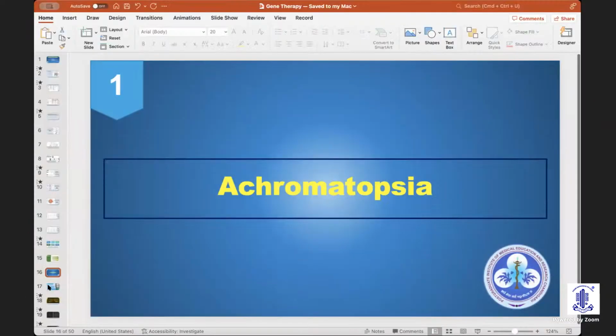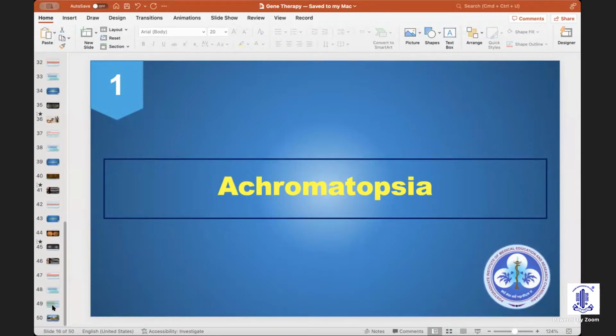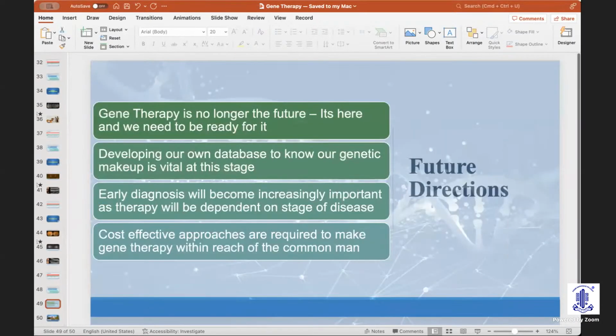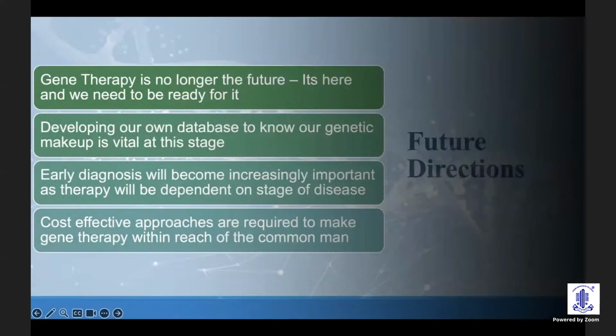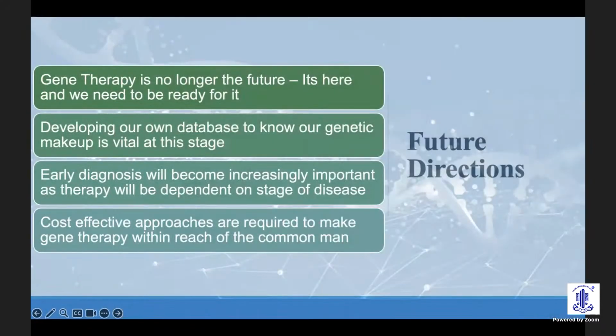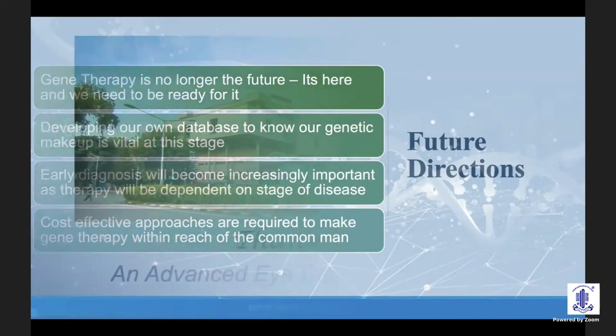I'm going to skip the case examples in the interest of time, and go to my future direction slide. Gene therapy is no longer the future. It's here and we need it and we need to be ready for it. Developing our own database to know our genetic makeup is vital at this stage. Early diagnosis will become increasingly important as therapy will be dependent on the stage of the disease that we are going to treat. And cost-effective approaches are required to make gene therapy within the reach of the common man.